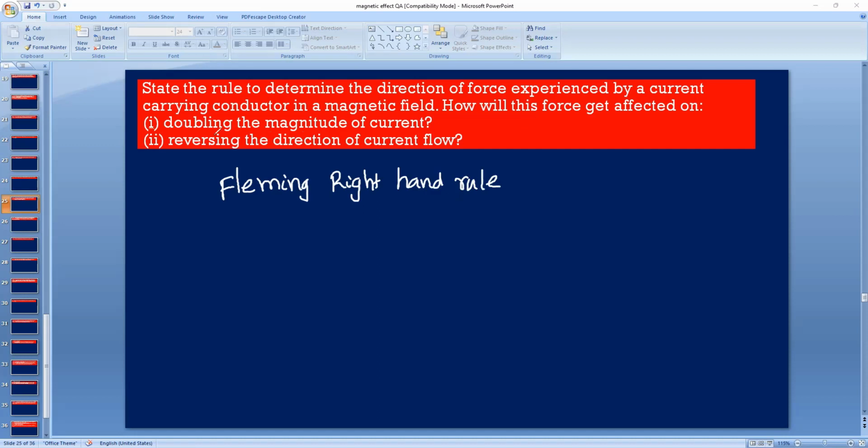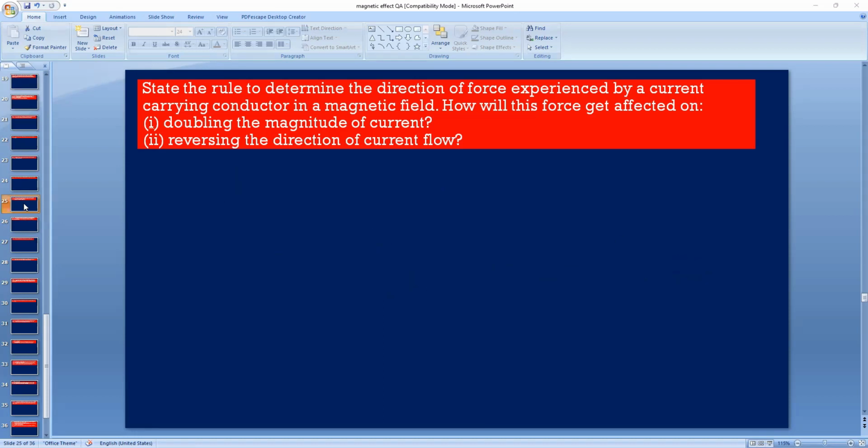How will the force be affected? Doubling the magnitude of the current: if current increases, the force also will increase. Reversing the direction of the current flow: if the current direction is reversed, then the force direction also will be changed. This answer we can give.